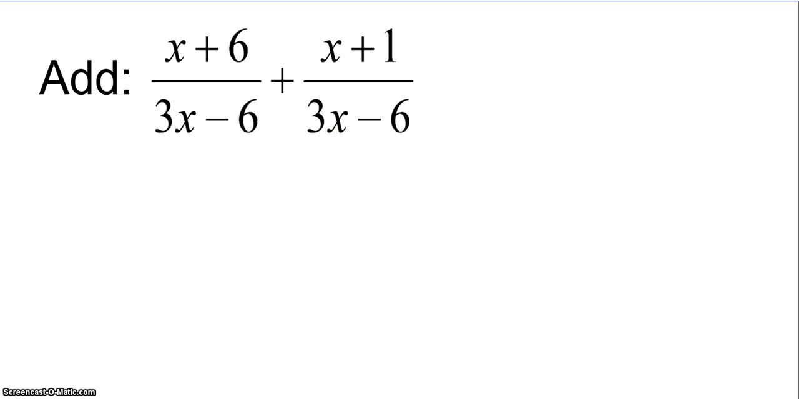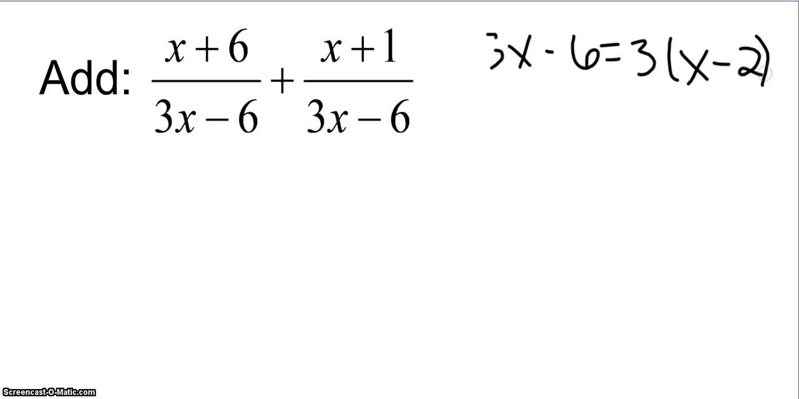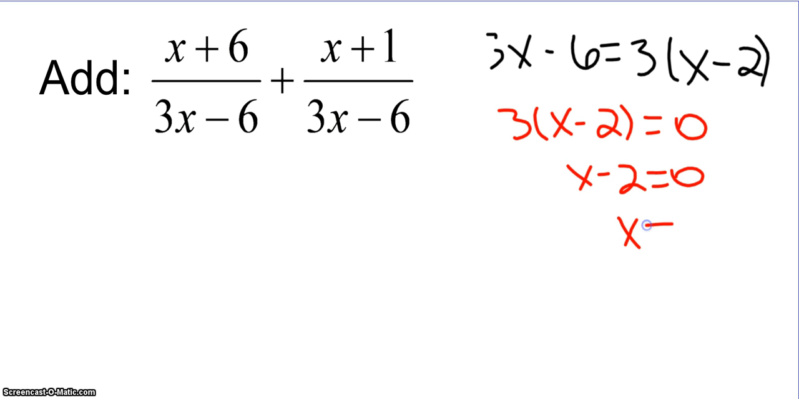So the first thing we need to talk about is a restriction on x. One thing that you need to do always is factor your denominator. So 3x minus 6, there's a GCF of 3, so I can back out a 3, and then I get x minus 2. For my restrictions, I don't want my denominator to equal 0. So I can take 3 times (x minus 2) and set it equal to 0 and solve. When I do that, I get x minus 2 equals 0, so x cannot equal positive 2. That is my restriction.